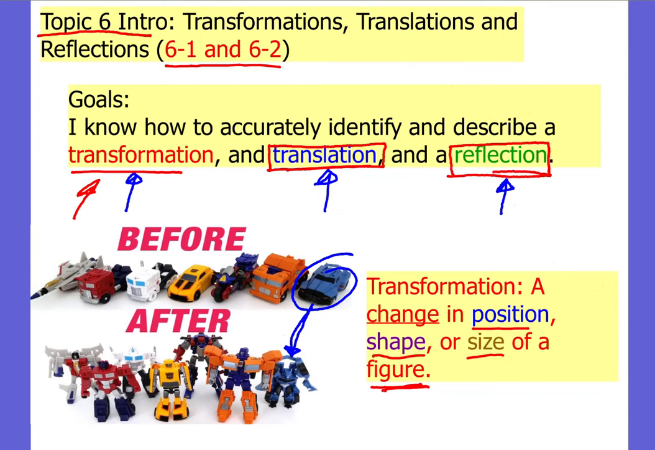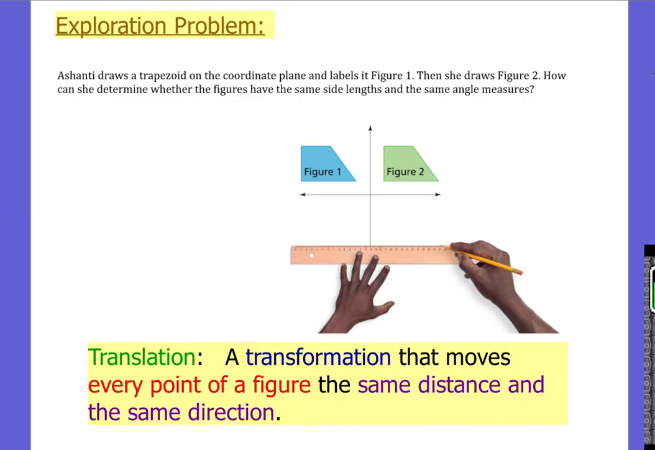So we're going to start with that exploration problem I posted for Tuesday morning. I would recommend not spending more than a couple minutes on this. I just want you to think about it. So if you haven't done this already, just pause, think about it for a couple minutes, and then come back and resume the video. So anyways, we've got a student drawing a trapezoid on a coordinate plane. We'll call this figure 1. I'm going to label the coordinates of it, so this figure has 4 points. We'll call them A, B, C, and D. And then she draws figure 2 over here.